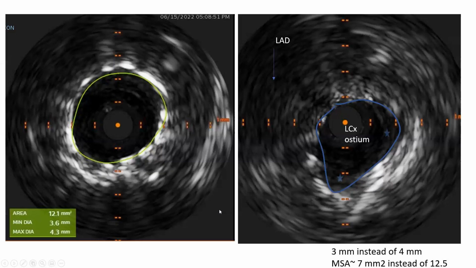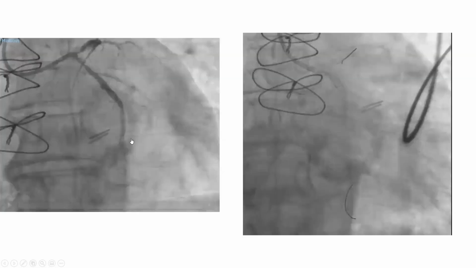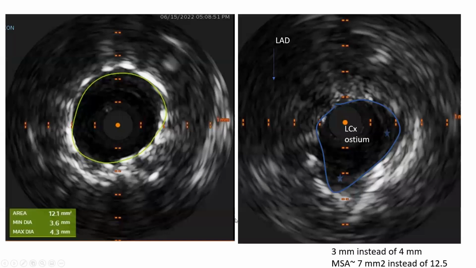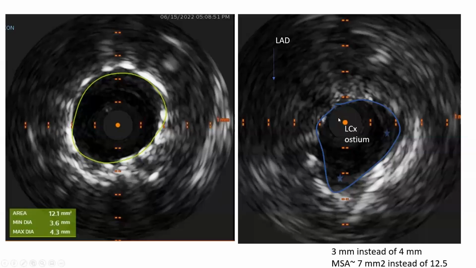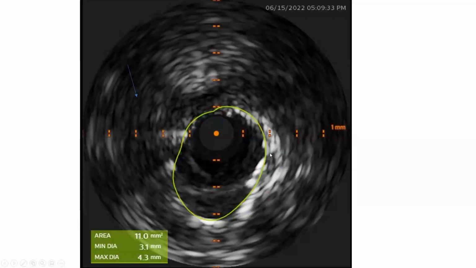So we use lithotripsy balloon here. This is a heavily calcified lesion at baseline. So we use lithotripsy balloon, and we got a decent result. We increased it to 11 millimeter square, 3.1 by 4.3 millimeter ostial left circumflex expansion. And you see here the LAD next to it. This is your landmark. So we are looking at the very same point I looked at earlier, and it's much better expanded now.